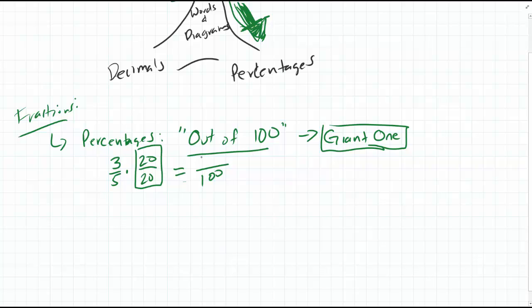3 times 20 is 60, so we'll get this equivalent fraction of 60 over 100. And what's out of 100? The 60 is out of 100. So this is going to equal 60%. 60%, 60 out of 100.